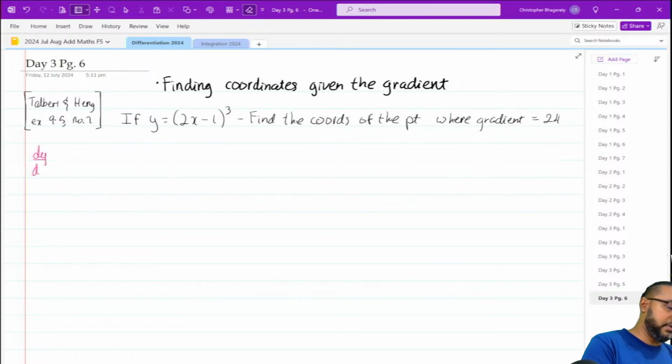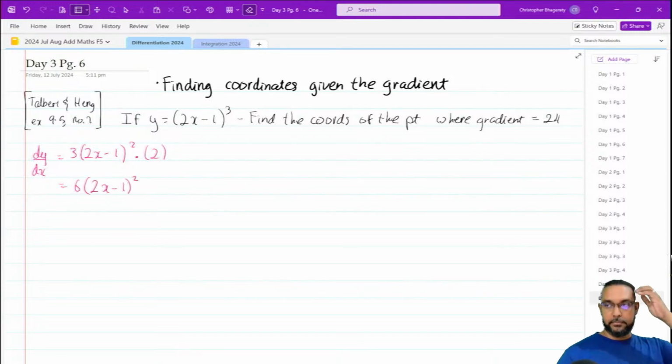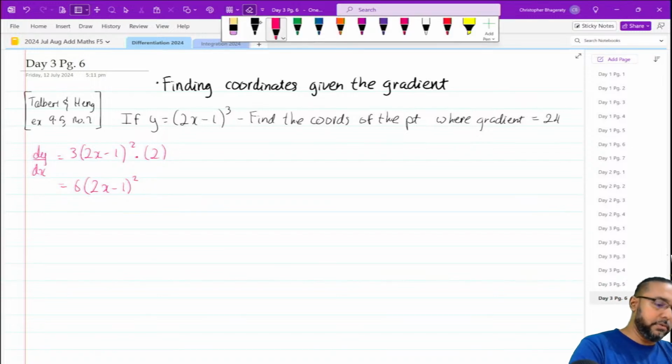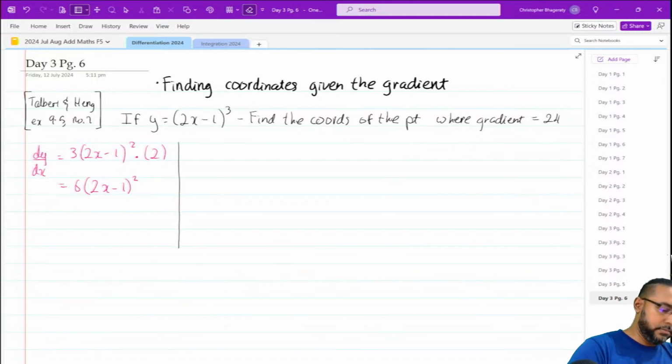So dy/dx. It's a composite function, so you multiply the index to the front, you decrease the index by 1, and you multiply by the derivative of the inside of the bracket. So you're just going to get 2 by 3 is 6. So we're going to get 6 multiplied by (2x minus 1) squared. Okay, so far so good?